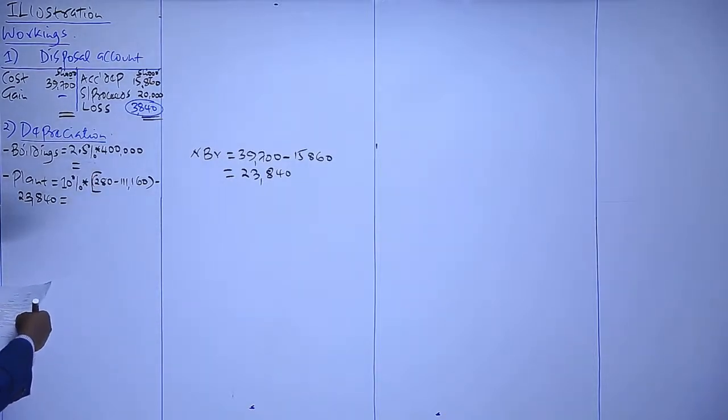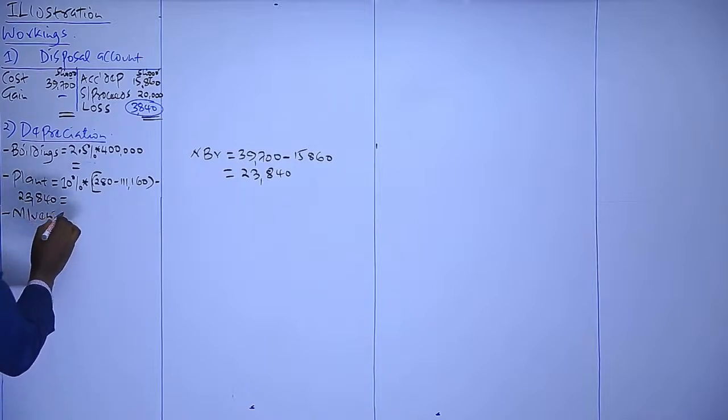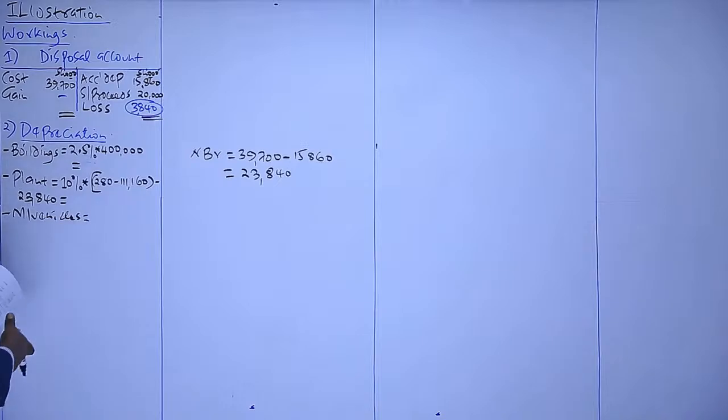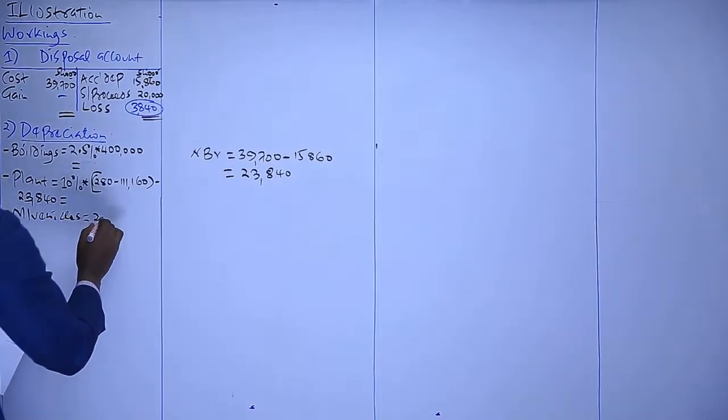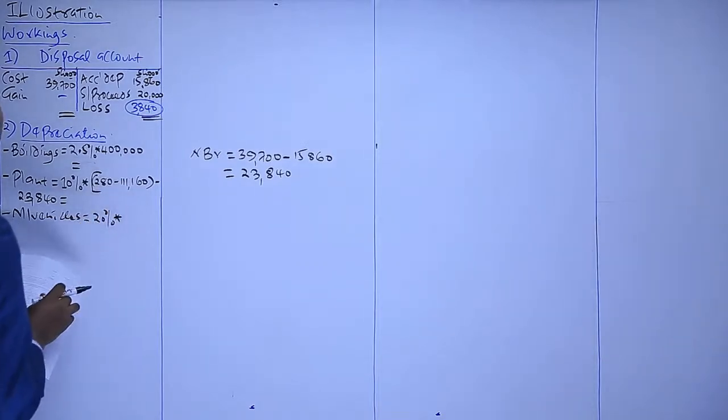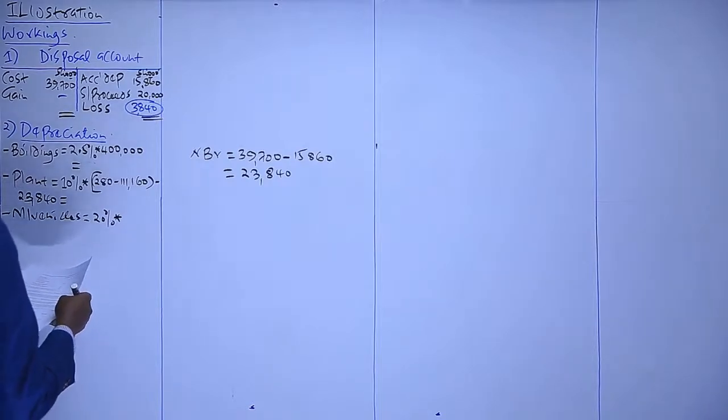Then let's go back to note number 2, depreciation on motor vehicles, which is at the rate of 20%, using which method? Straight line. At straight line, we compute depreciation based on cost.